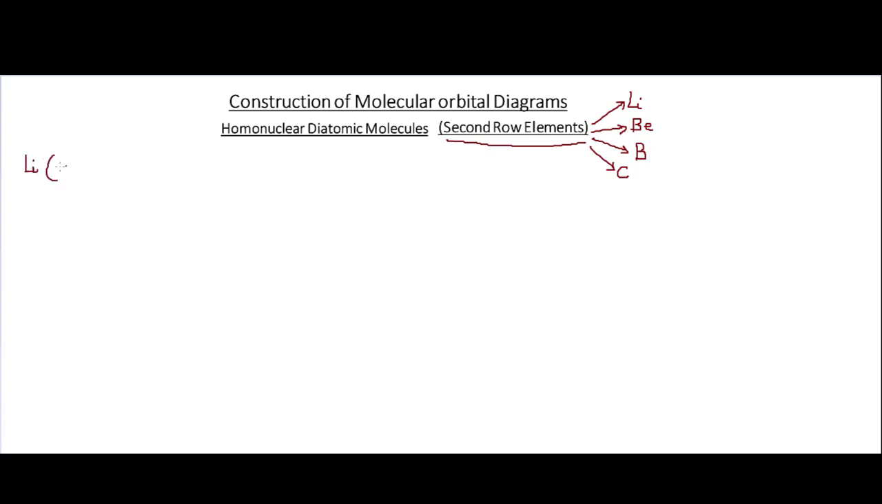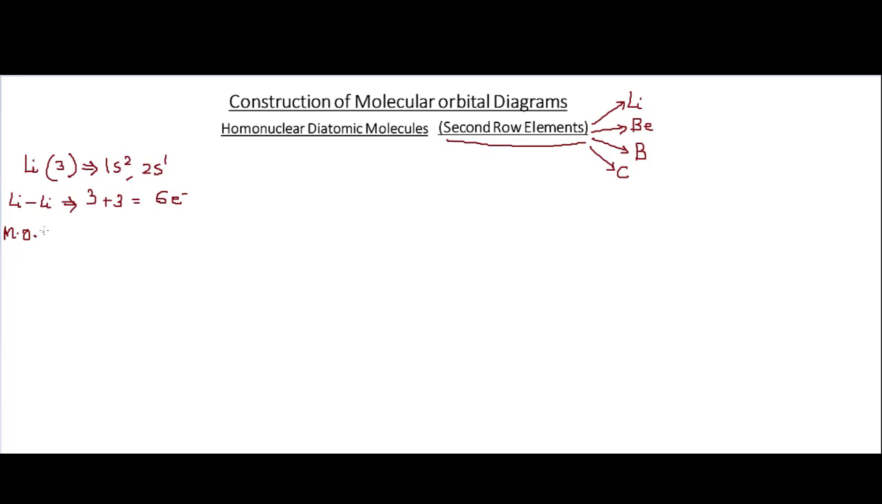Now, first of all, what is the atomic number? That is 3. Then the electronic configuration is 1s2, 2s1, right? So a single lithium atom contains 3 electrons. If 2 lithium atoms combine to form the Li2 molecule, how many electrons? 3 plus 3, that is 6 electrons we have to accommodate in the molecular orbitals.